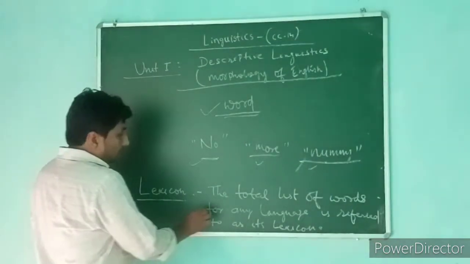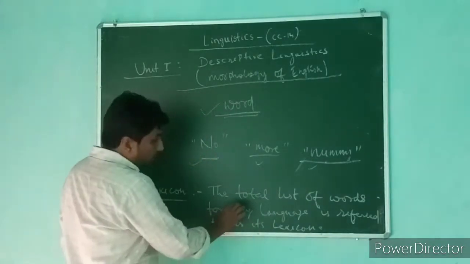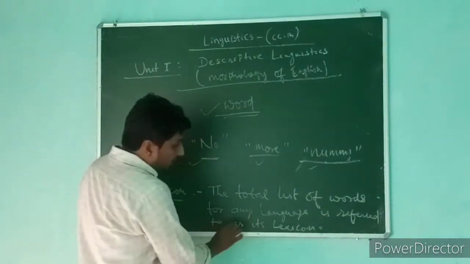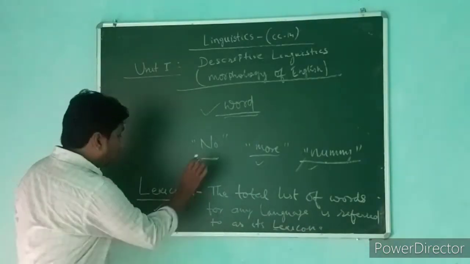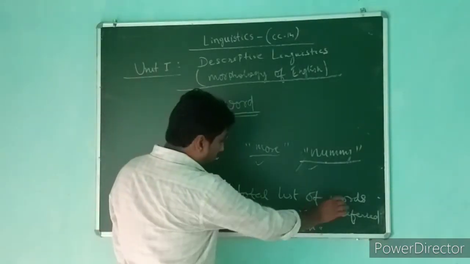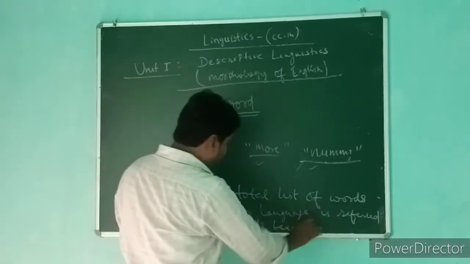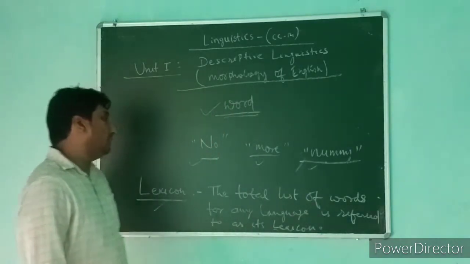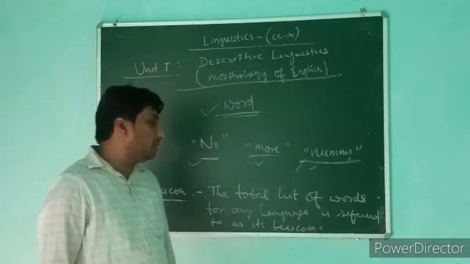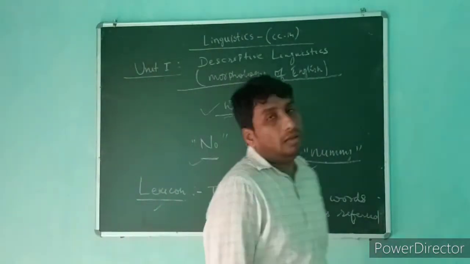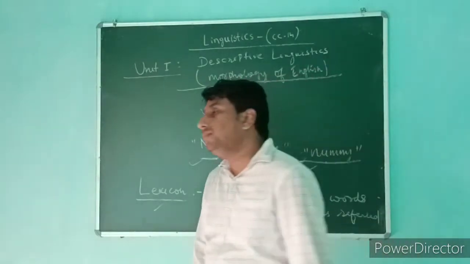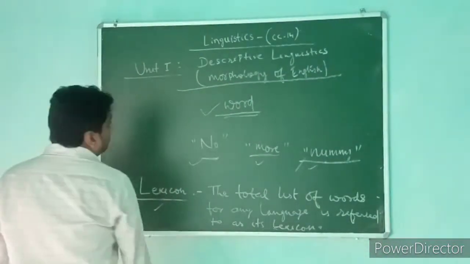The total list of words for any language is referred to as its lexicon. So what is a lexicon? The total list of words for any language is referred to as its lexicon. In order to become native speakers, we must know and acquire a whole lot of vocabulary words.